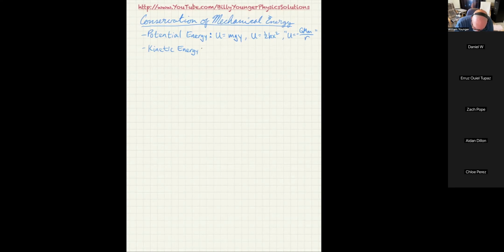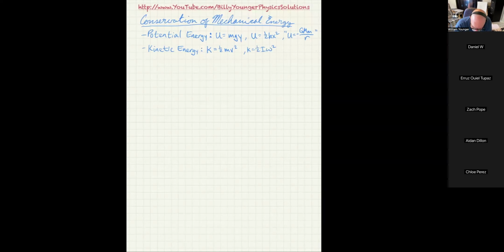We also have kinetic energy, which right now we only know of as kinetic energy equals 1 half m v squared, but it's later going to turn out that there's also a kinetic energy due to rotation, and that's 1 half I omega squared. So that's some of the terms we could deal with.